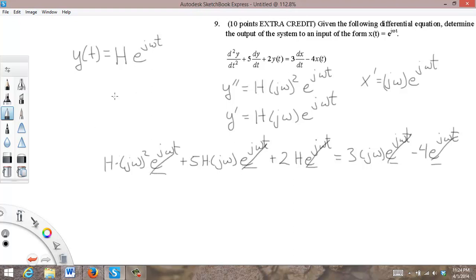Alright, so the second thing is, since I'm trying to find what y is, I know this because that was my input. I want to know what h is. Well, I've got h here, here, and here, so I want to factor h out of this left side. And what I'm left with is j omega squared plus 5 j omega plus 2. That's on the left. And on the right hand side we have 3 j omega minus 4.